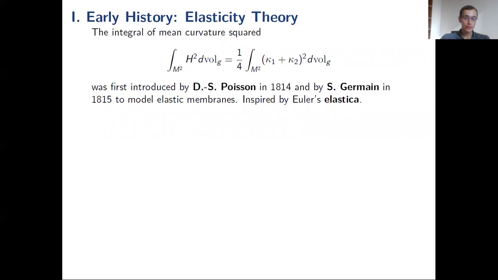It was introduced by Poisson in 1814, and we see it's the integral of the mean curvature to the square. The mean curvature is the mean, so the sum divided by 2 of the principal curvatures, kappa 1, kappa 2, which were introduced by Euler in 1744. And the next year, it was introduced again by Sophie Germain, and it was to model elastic membranes. And Germain was inspired by the work of Poisson about this. The one-dimensional analog is the Euler Elastica, which is the integral of the geodesic curvature to the square.